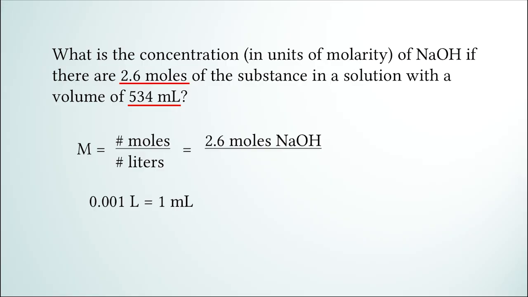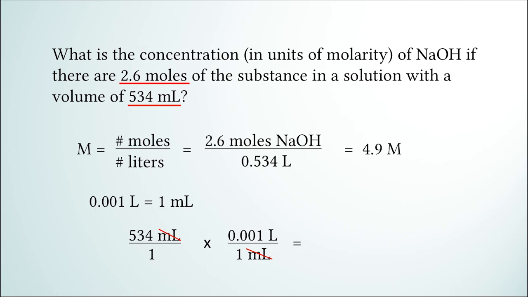Our conversion relationship is 0.001 liters equals 1 milliliter. Note that you could also use the conversion relationship of 1,000 milliliters equals 1 liter. The answer will be the same. Taking our given amount and multiplying through, we get 0.534 liters. To calculate molarity, all we need to do is set up our division problem, 2.6 moles of sodium hydroxide divided by 0.534 liters, and we get 4.9 moles of sodium hydroxide over liters, or 4.9 molar concentration.